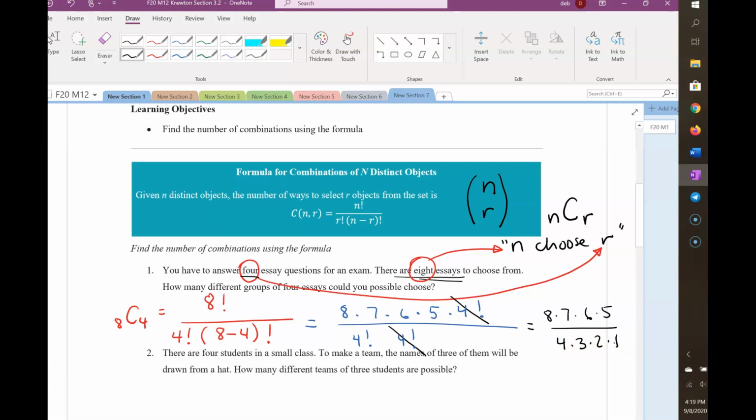And if you like to do some simplifying before you do the calculating, you can do that, or you can just calculate away. And I'm getting 78.